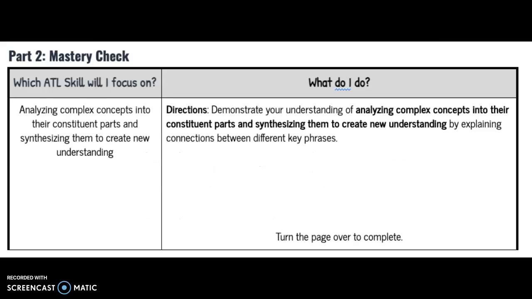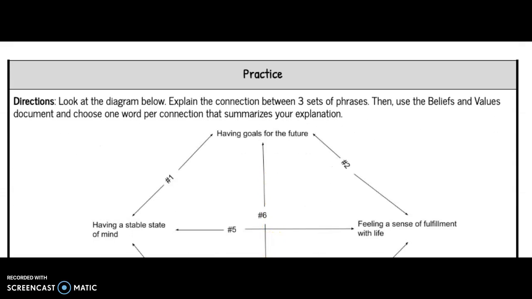We're moving right to the mastery check on this lesson. We're still focusing on analyzing complex concepts. The directions say, demonstrate your understanding of analyzing complex concepts into their constituent parts and synthesizing them to create new understanding by explaining the connections between different key phrases. You'll turn your page over to work on this. You're going to be looking at the diagram below and on your paper. You will explain the connections between 3 sets of phrases for you personally. Then you'll use the beliefs and values document and choose 1 word per connection that summarizes your explanation.